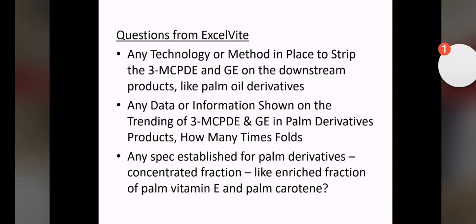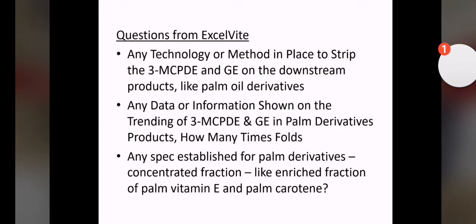I think this set of questions is from Excel White. I hope our speakers are in a position to answer this, because I think it's on downstream. Is there any technology or method in place to strip 3-MCPDE and GE from downstream products like palm oil derivatives? Is there any data or information on the trending of 3-MCPD and GE in palm derivative products, and how many times fold? Are there any specs established for palm derivative concentrated fractions like enriched fractions of palm vitamin E and palm carotene, which I think are Excel White's products? Would any one of you like to answer this?